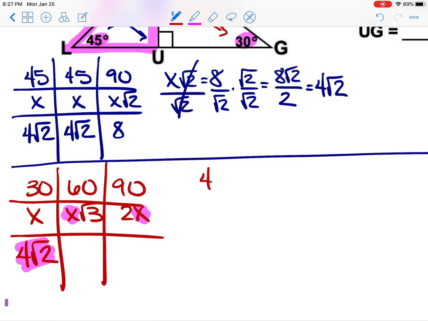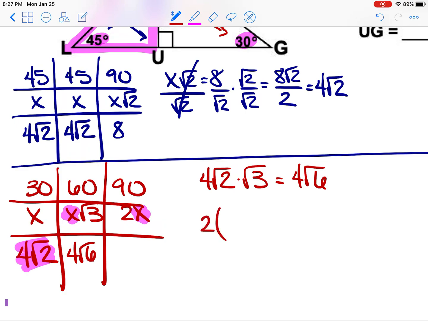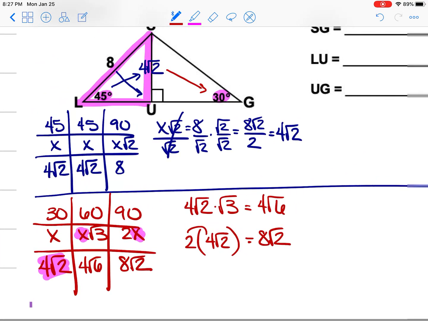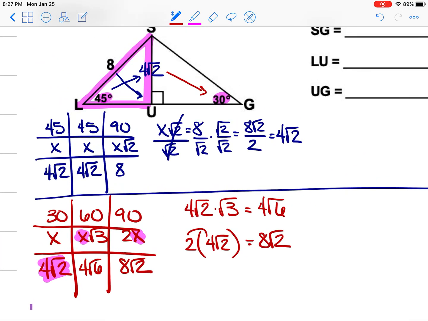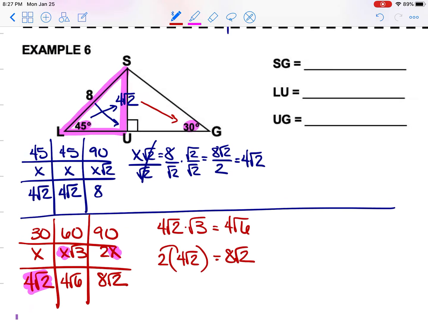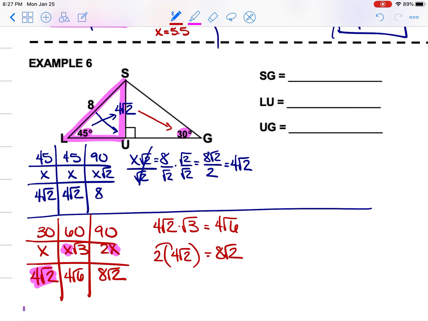I'm going to do the first one with the 60. 4 square root of 2, that's our x, times the square root of 3. Like terms are under the radical, so 4 square root of 6. That does not simplify, so that one is done. And we're also going to sub it in here for the 2x and say 2 times 4 square root of 2. Our like terms here are the 2 and the 4, and that gives us 8 square root of 2. So again, setting up both charts, which is fine to do, using one to help you find a side length of the other triangle. And so now let's answer the question.